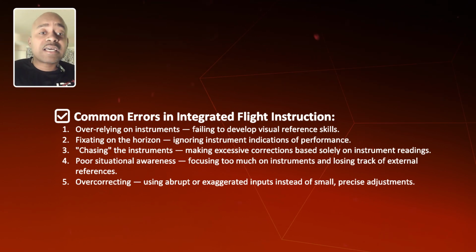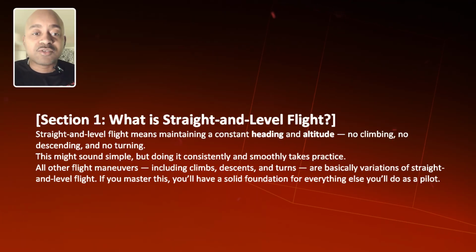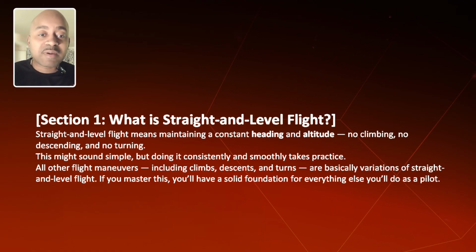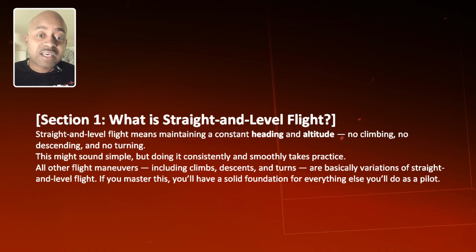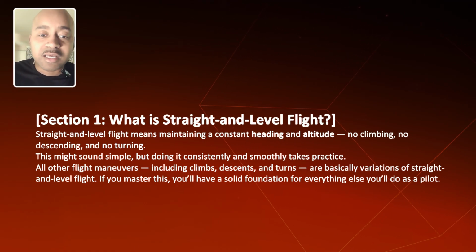All right, now let's look at the next section, which is straight and level flight. So straight and level flight means maintain a constant heading and altitude, no climbing, no descending, no turning. This might sound simple, but to do it consistently and smoothly takes practice and patience. All other flight maneuvers, including climbs, turns, descents, are basically variations of straight and level flight. If you can master flying straight and level, maintain that control, all the other things become a lot easier.